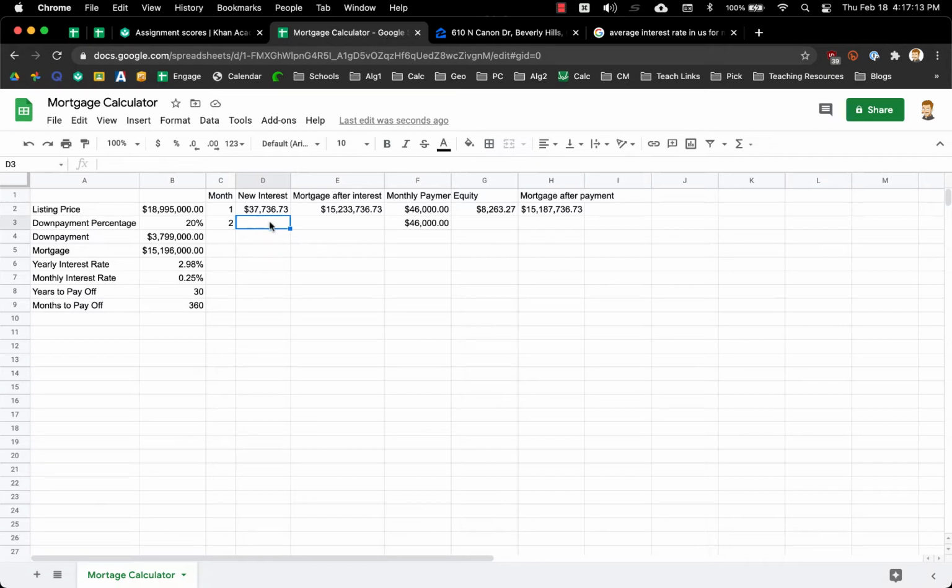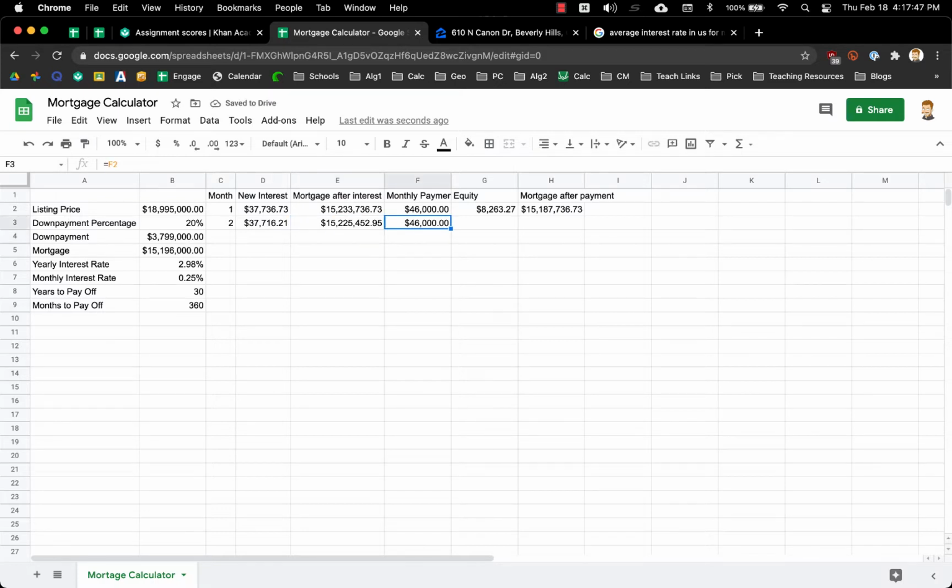So the new interest is based off of the previous mortgage, which is right here. This new interest is going to be equal to our monthly interest rate times our mortgage after our payment. Okay, so that's a new interest. Notice it's gone down a little bit, only by 20 bucks about. So it doesn't go down very fast, you'll see. And then this interest is being added on to our mortgage. So this is equal to our mortgage after our interest, which is the previous thing plus our current new interest. And it's going to go again and again and again.